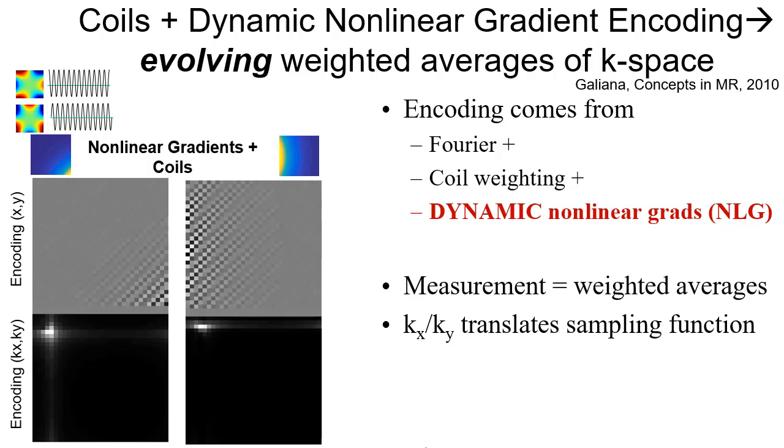Okay, so now we can take it one step further. We can consider linear gradient encoding, coil weighting from the RF, and also we're going to bring in some dynamic nonlinear gradients.